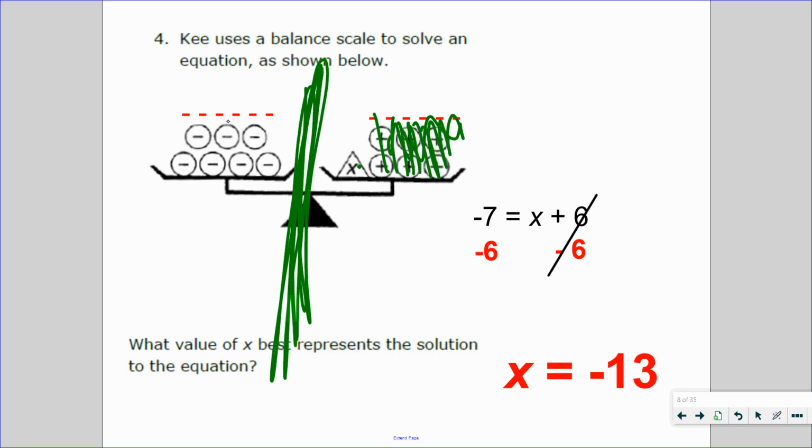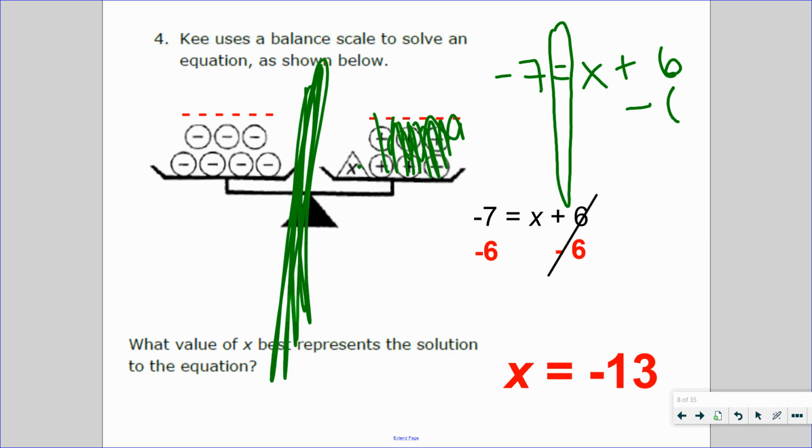So we are left with how many negatives? 7, 8, 9, 10, 11, 12. Negative 13. Some of you say, but Mr. Joe, I don't like using a model. Fine, let's write it as an equation. Negative 7 equals x plus 6. Let's highlight the equal sign. Here's x. Is it isolated? No. We do negative 6 on both sides. Let's cancel. Negative 7 minus 6 is negative 13.